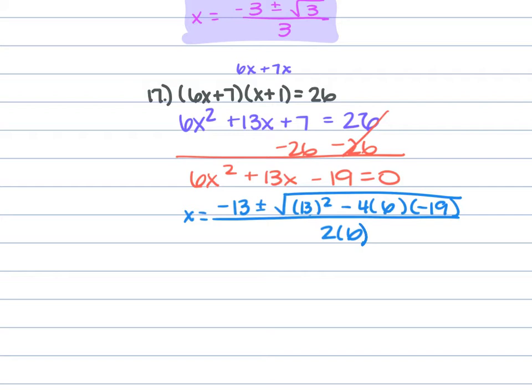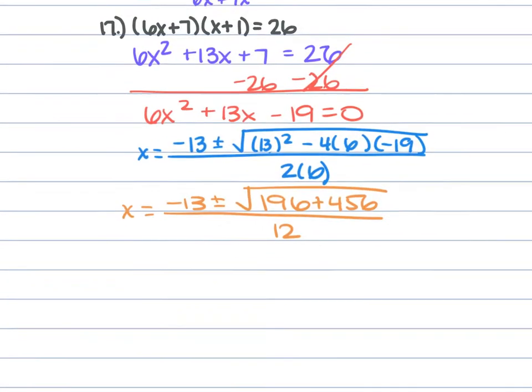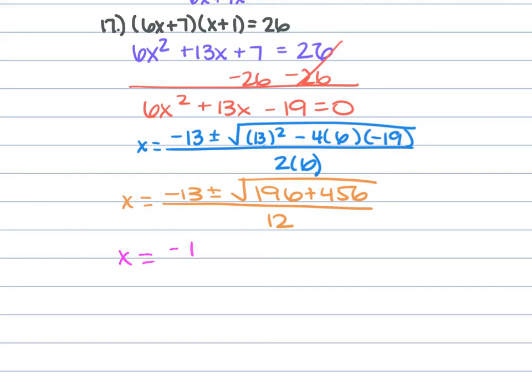So from here, I'm going to simplify. I get x is equal to negative 13 plus or minus the square root of 169 minus 4 times 6, which is 24, times negative 19 gives us a positive 456, all over 12. So from here, x is equal to negative 13 plus or minus the square root of 169 plus 456, which gives us 625, all over 12.